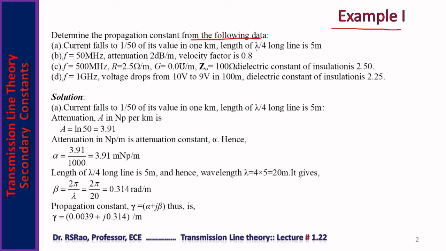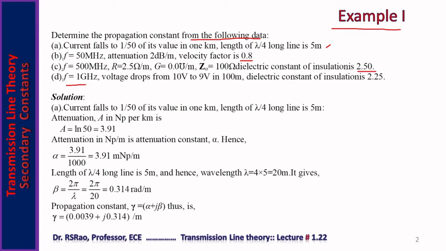Length of lambda by 4 long line is 5 meters. B. Frequency is 50 megahertz, attenuation is 2 decibels per meter, velocity factor is 0.8. C. 500 megahertz frequency, R is 2.5 ohms per meter, G is 0 siemens per meter, Z0 is 100 ohms, dielectric constant of insulation is 2.50.